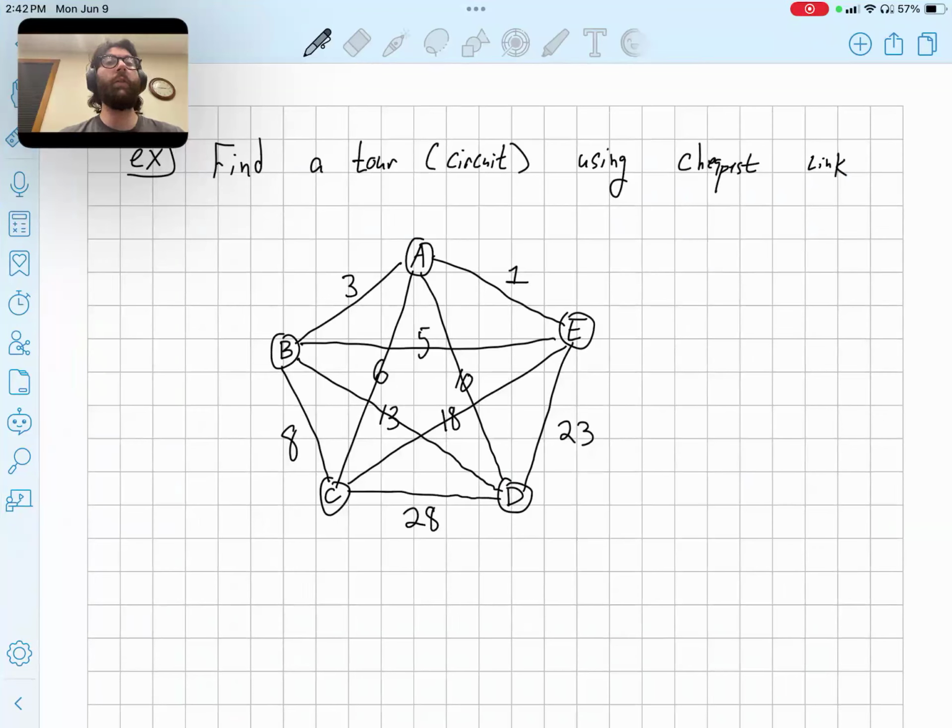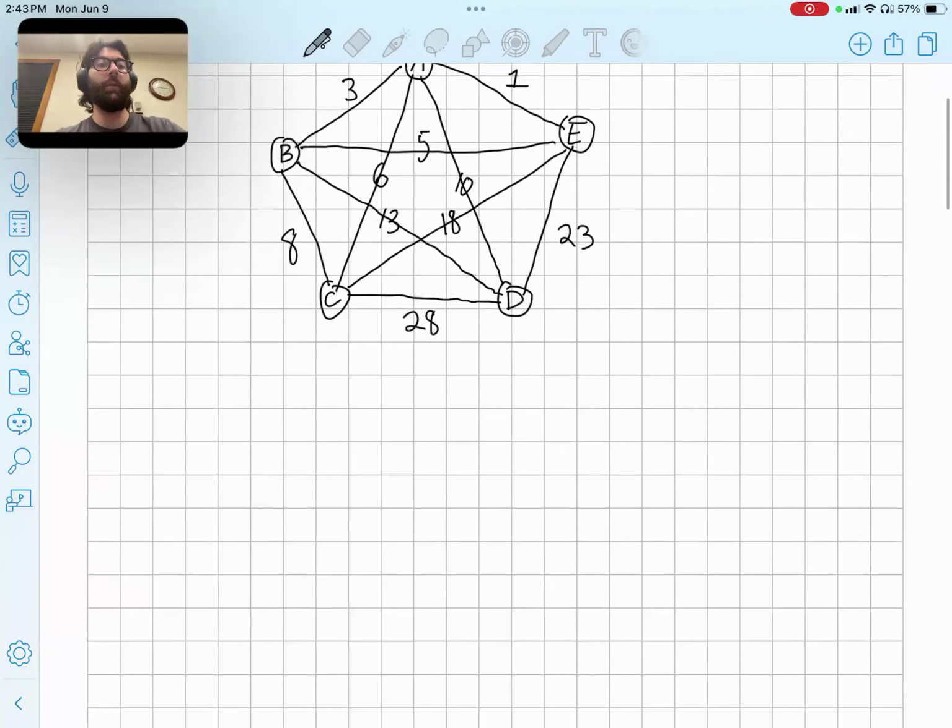In this video, we're going to do a couple more examples, finding tours with the cheapest link algorithm. All right, so here we have K5, and we're looking for a circuit. So we want to find a tour that starts and ends at the same vertex.